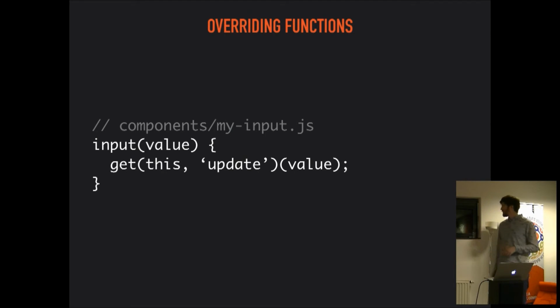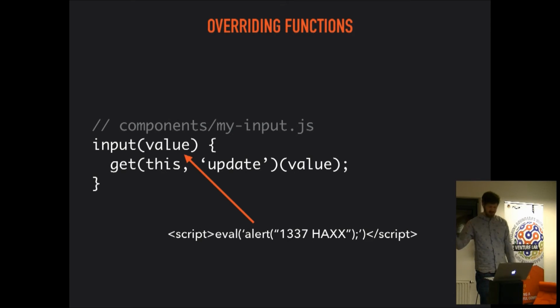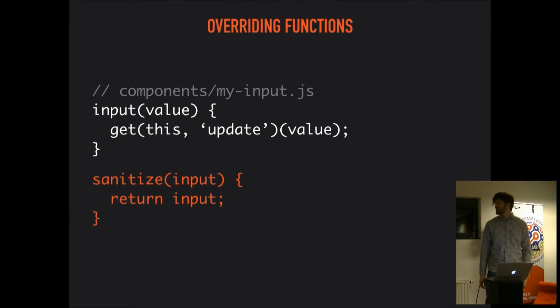When you have a component and you have the function input, then when the input event is triggered, this function will get called. So we now have an input component, and if you type in the input, this function will get called. But what if there's an evil person that does injection stuff? Then we better sanitize the input. So let's add a sanitize input function. By default, you just want to have the input returned and do nothing.